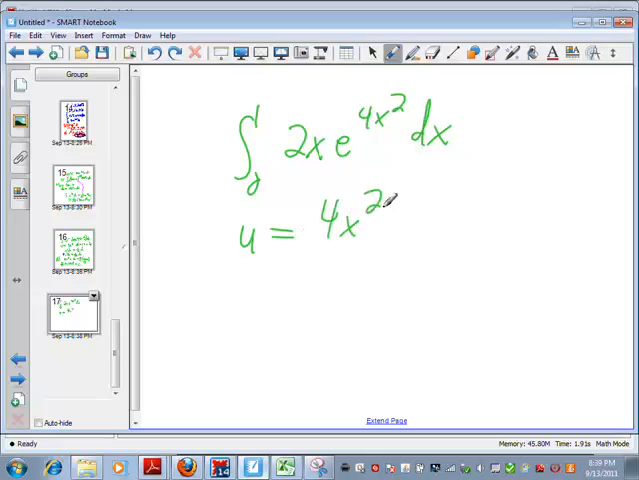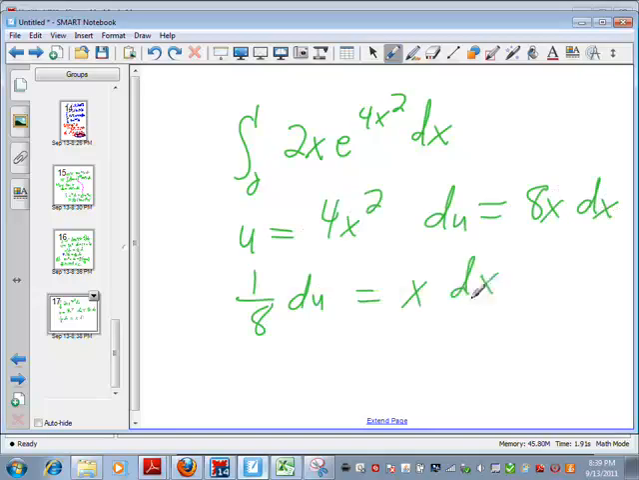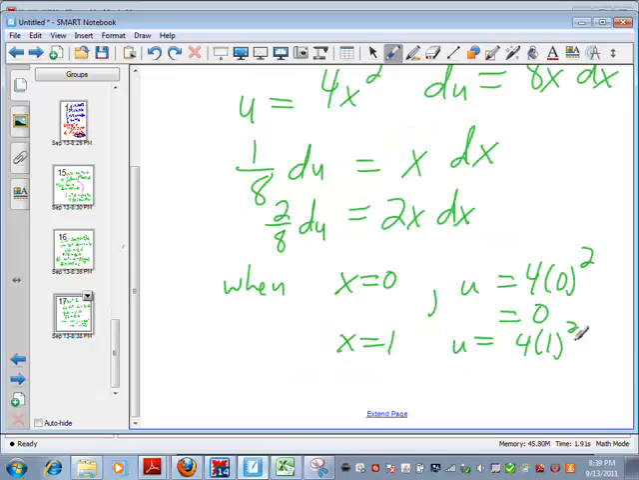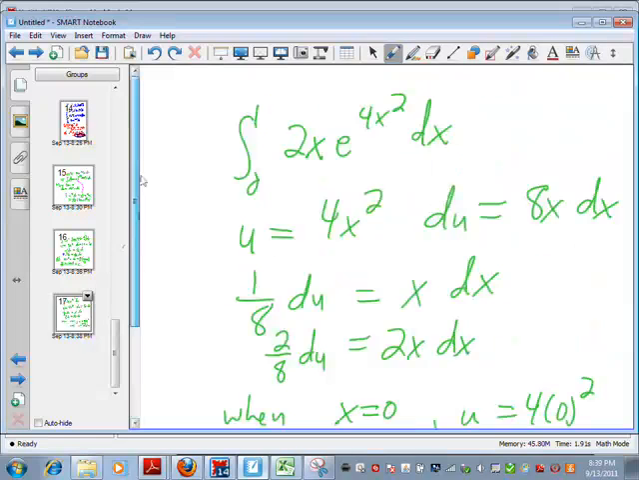U is 4x squared, du is 8x dx. 1 over 8 du is x dx. I need 2 of those, so 2x dx is 2 over 8 du, that's 1/4, okay? And then when x is 0, u is 4 times 0 squared, which is 0. And when x is 1, u is 4 times 1 squared, which is 4. I'm changing all things here.